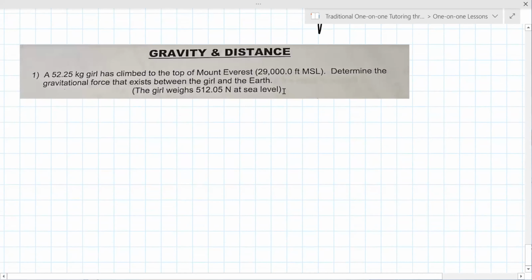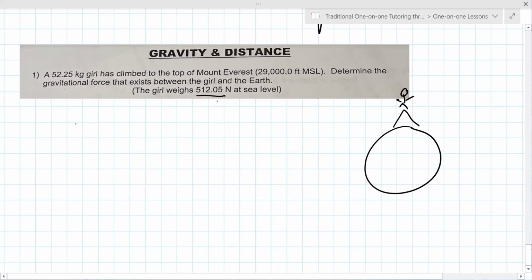Okay, a 52.25 kilogram girl climbed to the top of Mount Everest, 29,000 feet. Determine the gravitational force that exists between the girl and the Earth. The girl weighs 512.05 newtons at sea level. Okay, so lots of information in this problem. The picture is not super useful, but we could draw one. There's the mountain, and then she's at the top of it. Okay, so this right here, this 512.05 newtons.